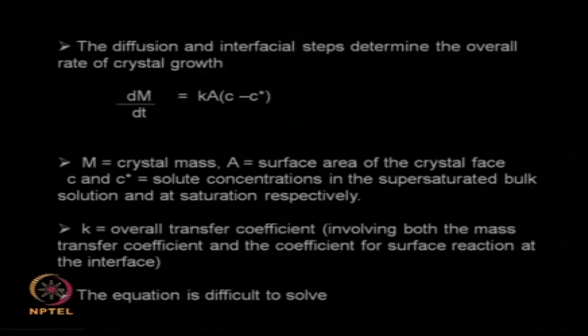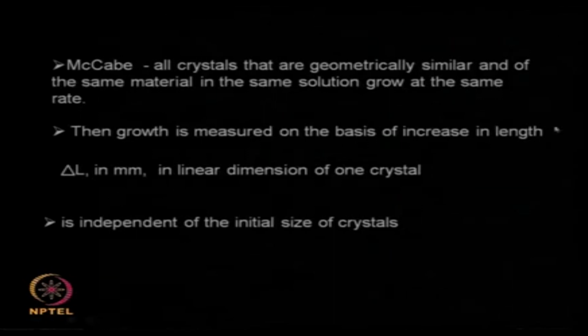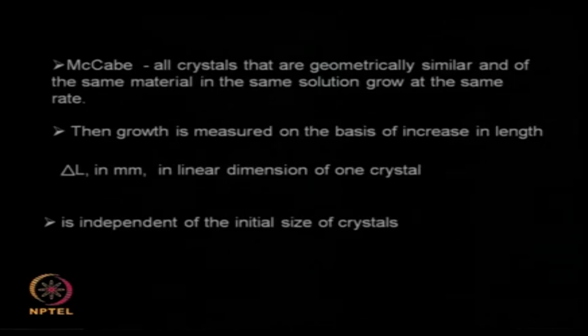So the crystallization process has been slightly simplified. It is called the McCabe process, where we say all crystals that are geometrically similar and of the same material in the same solution grow at the same rate. Okay. Then growth is a function of the increase in length, delta L. Okay. So we can just look at the linear dimension in which it is growing, and that we call the rate of growth of the crystal, if you are working with the same material, same solution and the same operating condition. So it is independent of the initial size of the crystal. Whether the crystal is in micron size or whether it has grown bigger, delta L talks about the increase in length, which talks about the growth.